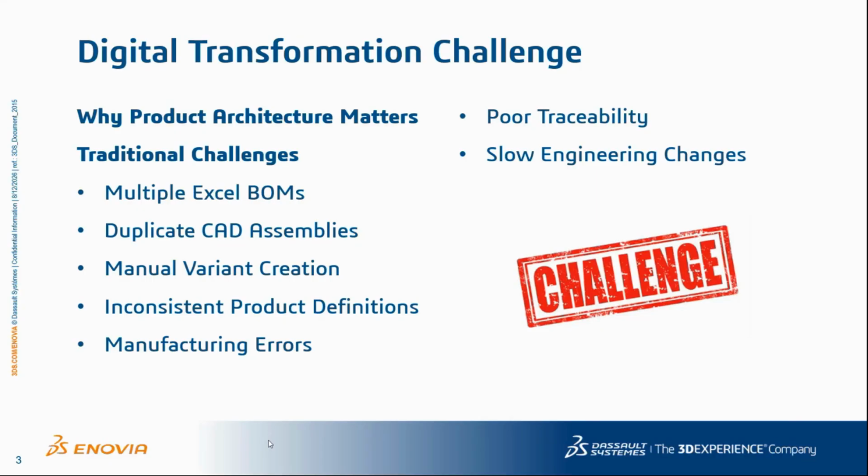You have duplicated CAD assemblies. You have your product structure, a main assembly or a product structure. In case you have a duplicate of that particular assembly, you're pretty confused which is the main assembly, which is the exact assembly from which you have to generate a bill of material or create a production drawing and share it with the manufacturing team. So duplicate CAD assemblies pose a very major challenge here. Then you have manual variant creation.